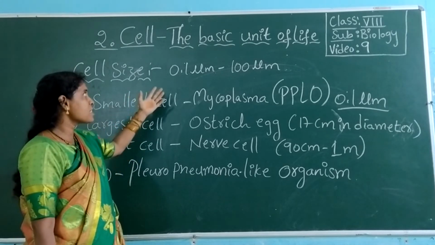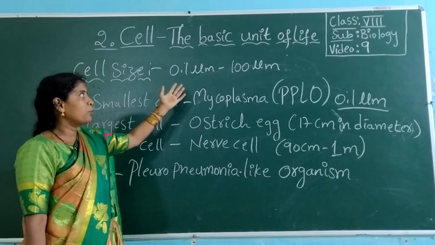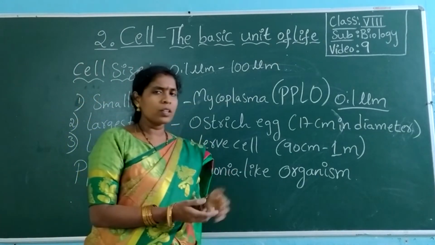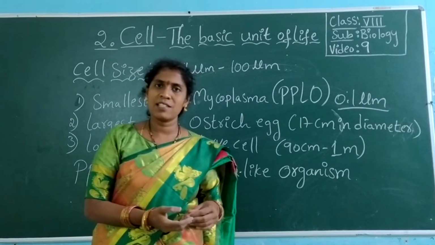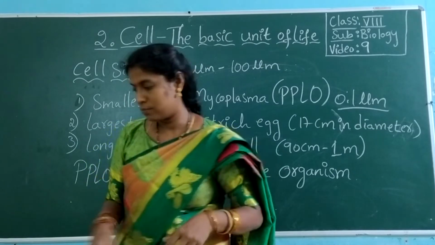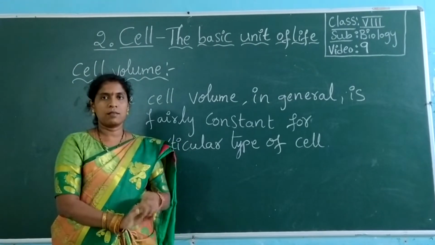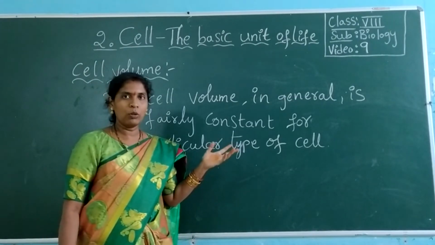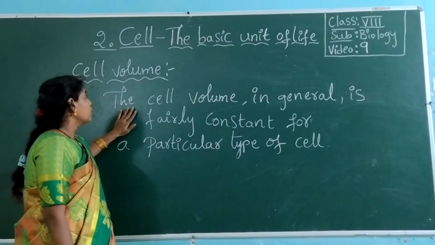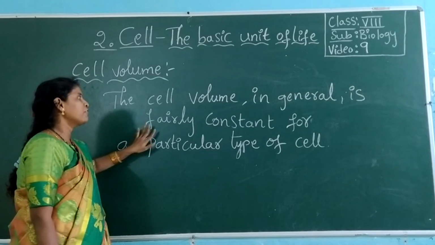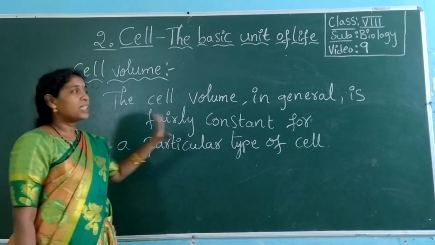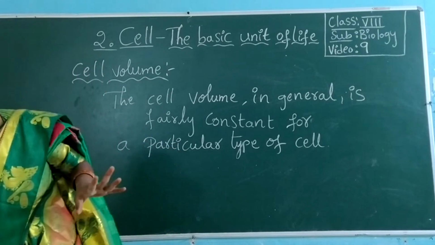So some other cells are between this 0.1 micrometer and 100 micrometer. Now we have seen shape and size. Then what is the volume of a cell? That we look at now. Start. So now look at this. Generally, the cell volume is fairly constant for a particular type of cell. So for this, I will try to give you an example.